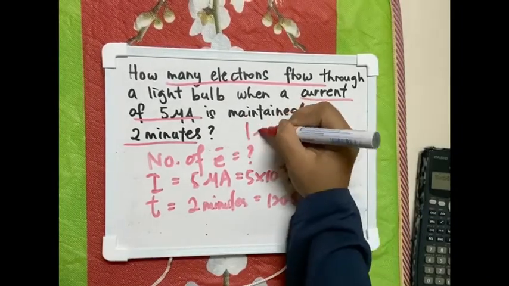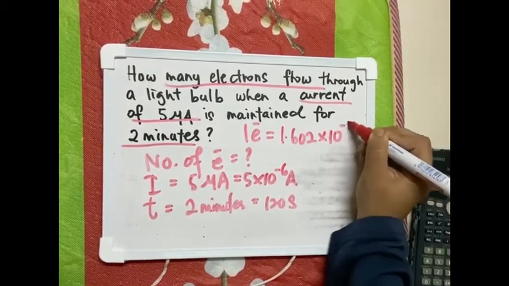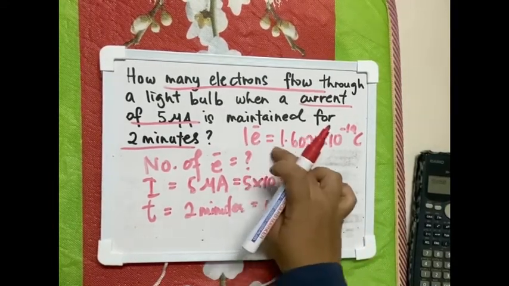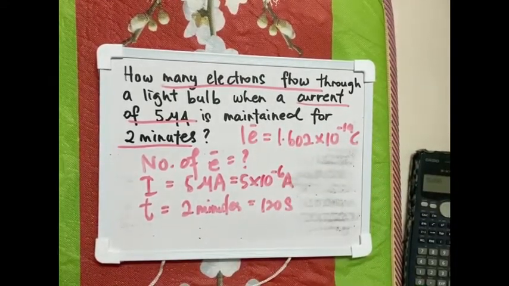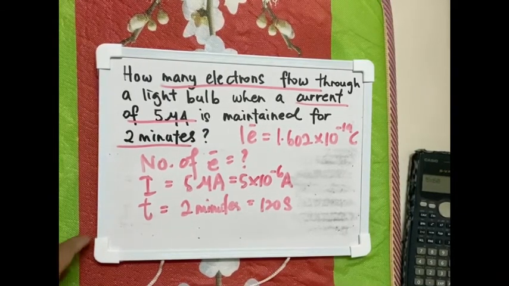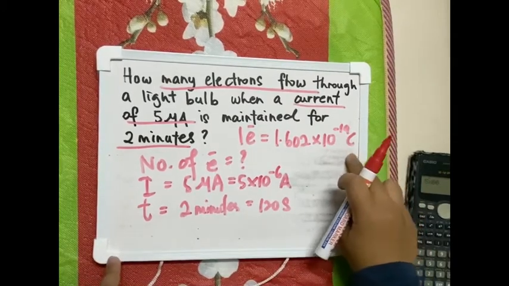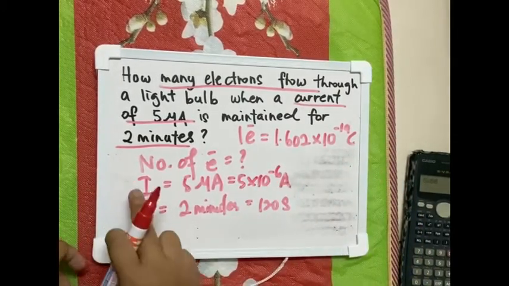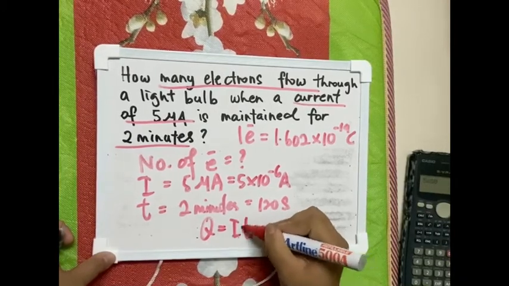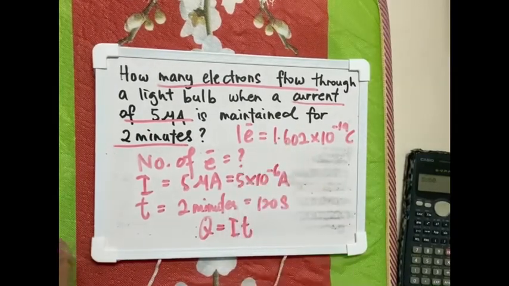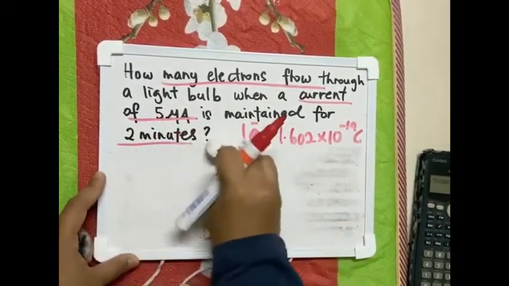Alright, so you have to remember the number of electron here. 1 electron is equivalent to 1.602 times 10 to the power of negative 19 coulomb. For this constant, I already discussed in class, so you may refresh from the previous lesson. So from here we can conclude that electron has a relationship with charge. From the question we have I and T, so we can use Q equals IT to find charge first, and then we convert it to electron.